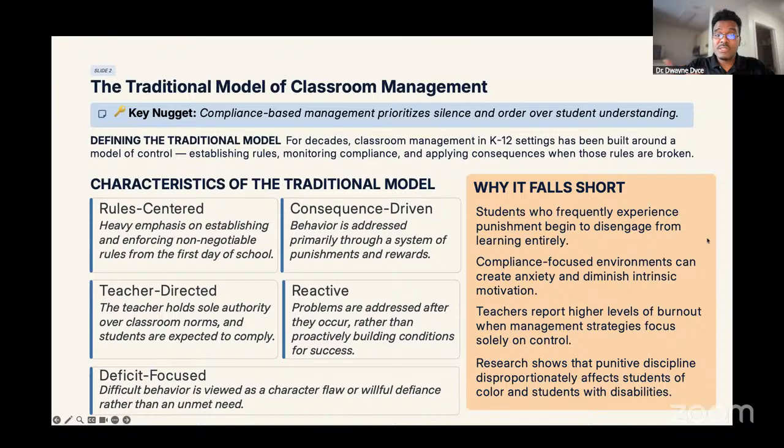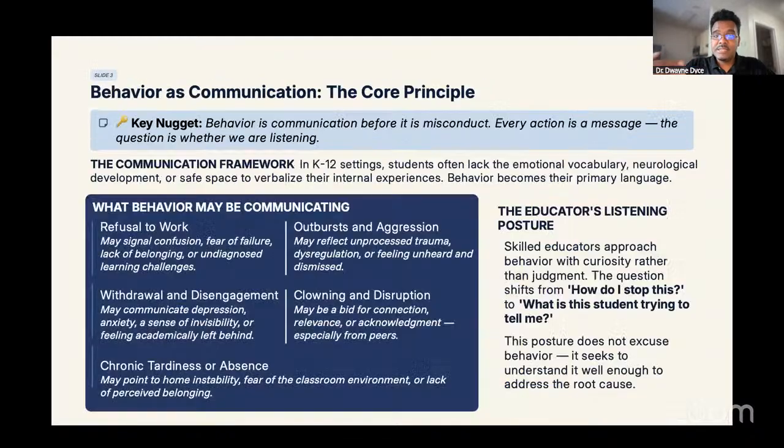So that's why we're talking to you, Dr. Gordon and myself, to see if we can look at the approach that we're using through a different lens. So let's talk about behavior as communication. The core principle is that behavior is communication: what am I saying through my behavior? And the key nugget to this is behavior is communication before it is misconduct.